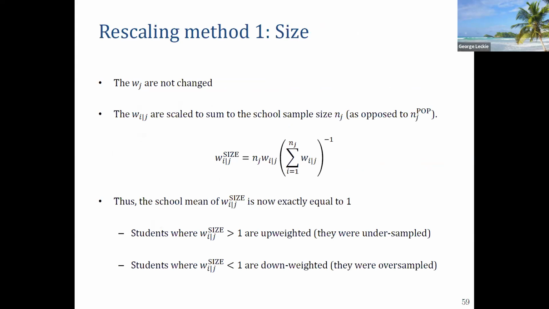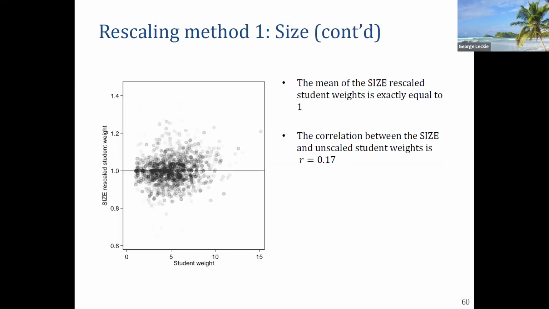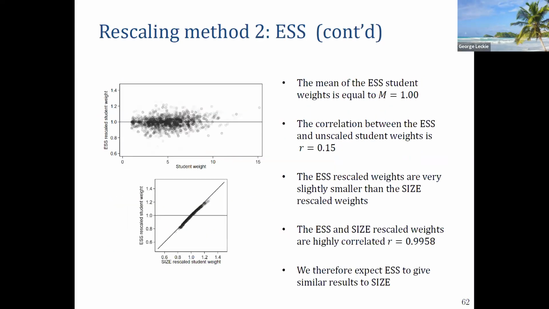Do these graphs show anything? Okay, these were the student weights before standardizing them. And these were the student weights after they've been rescaled by the size method. They average at 1. But it's not a one-to-one translation. It's not that we just divided through by a constant or anything like that. There's more going on. And the same plot for effective sample size is almost identical. It's a bit squished up there at the top because that's almost the same.